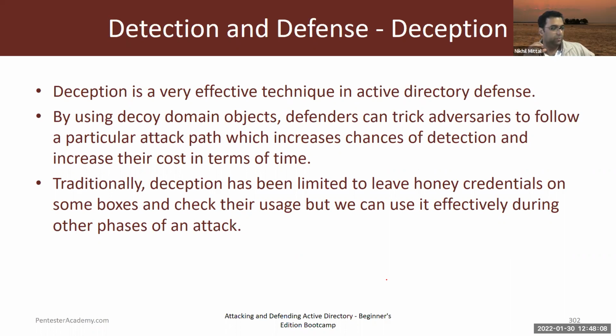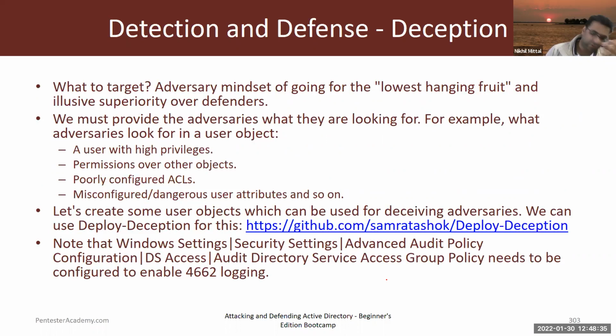So it is possible to actually devise a path for attackers to have them waste their time or trigger detections. Traditionally, in Active Directory, deception has been limited to leaving honey credentials or tokens or canaries, which is effective, but we can take it further. A few years back, I wrote a simple PowerShell script called Deploy-Deception that can create decoy objects for you. So what is it we are targeting here?